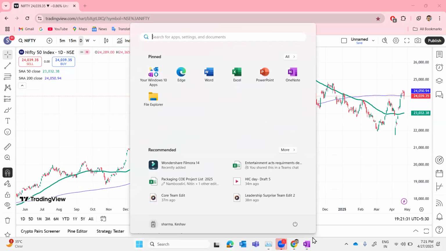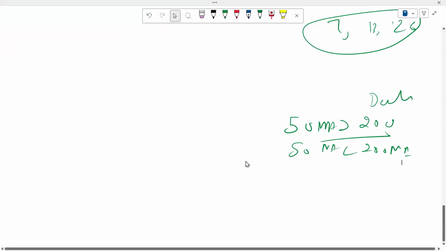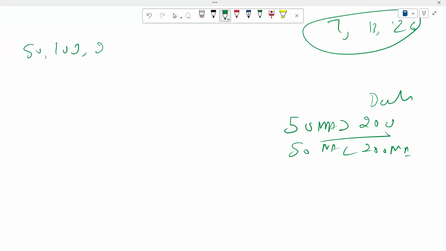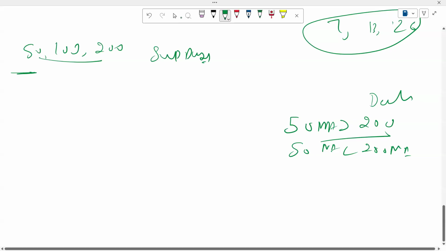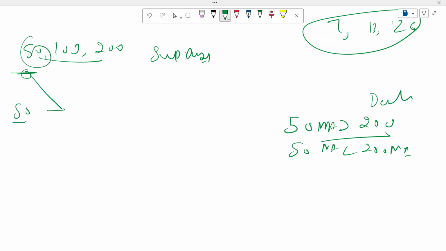I'm just saying these daily moving averages 50, 100 and 200 will act as a support of the market. Let's say in a correction you have to focus on this thing. When your Nifty is falling at this level, the first support will be the 50 moving average. Either it can turn around from the 50 moving average. If there is heavy selling in the market, there is a chance that it can turn around at the 100 moving average.